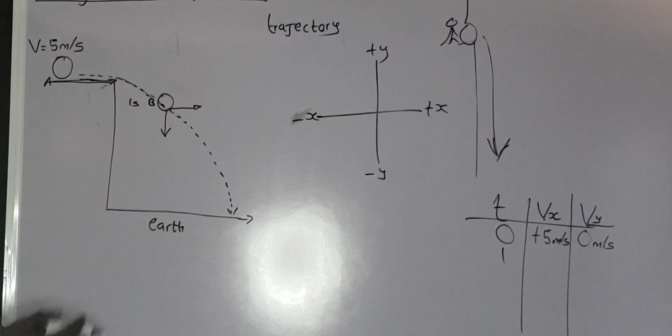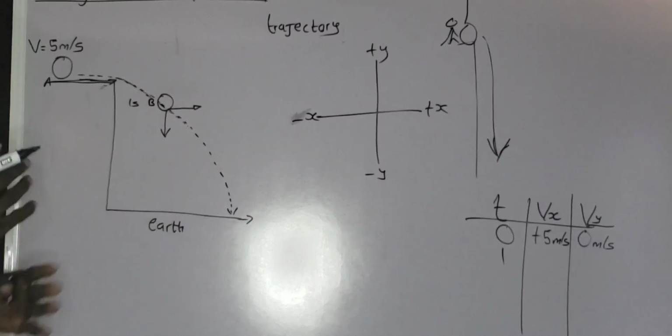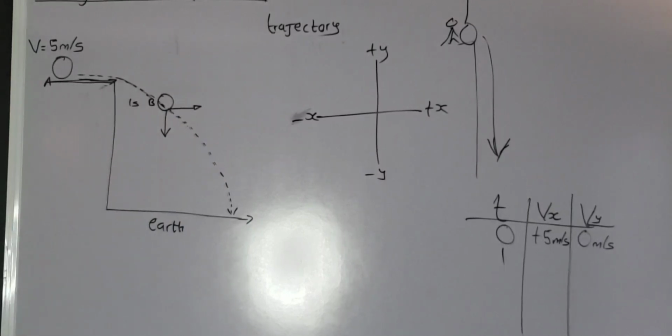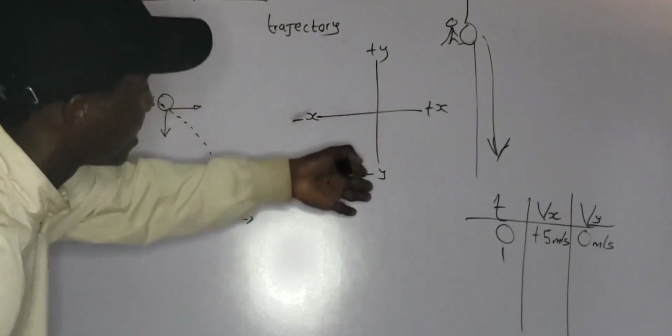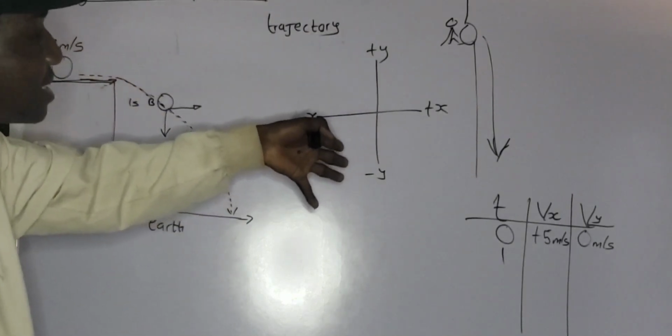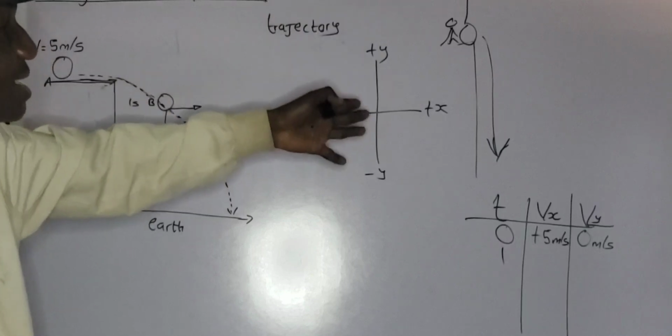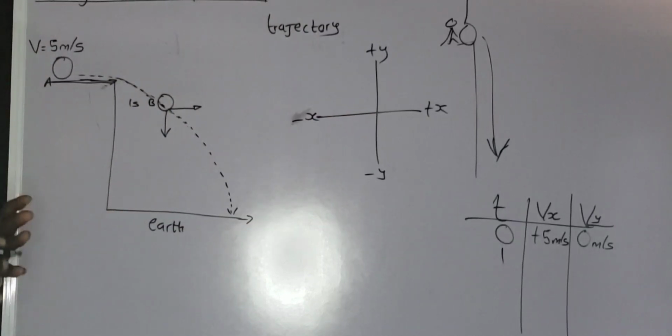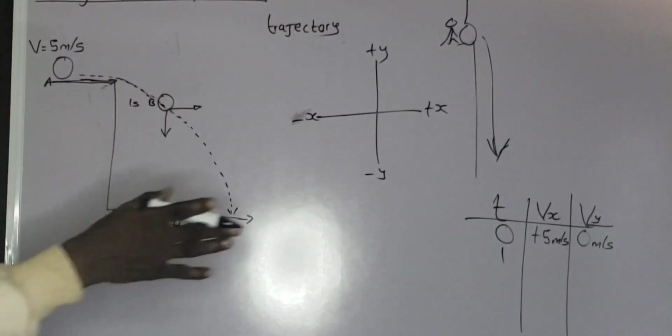The velocity along the horizontal axis will still be constant. Are you getting it? The velocity of the ball along the horizontal axis will still remain plus 5 meters per second, because the ball is not acted upon. The gravitational acceleration only affects the vertical movement of the ball. Do you understand? Gravitational acceleration only affects the vertical movement of the ball. That is, when the ball travels vertically, that is when gravitational acceleration affects it. But it is not when it travels horizontally.